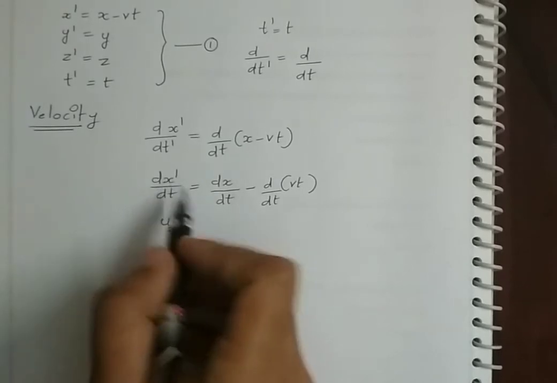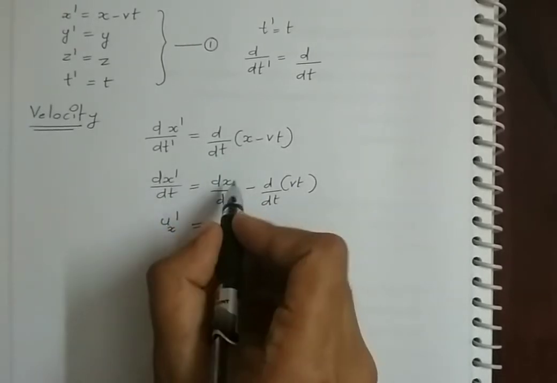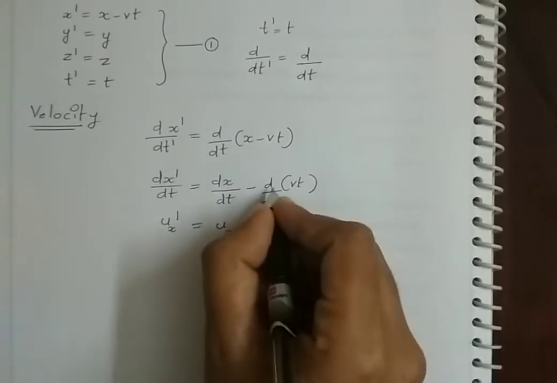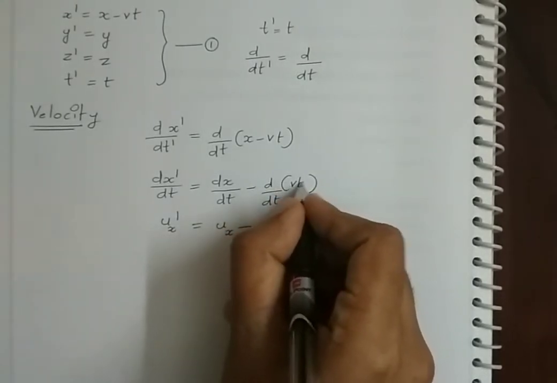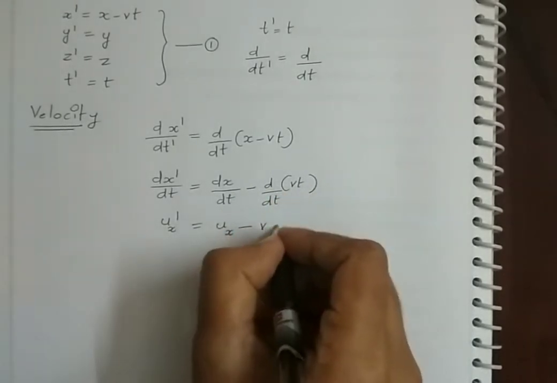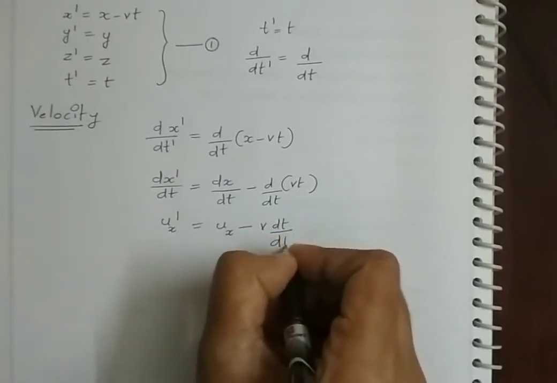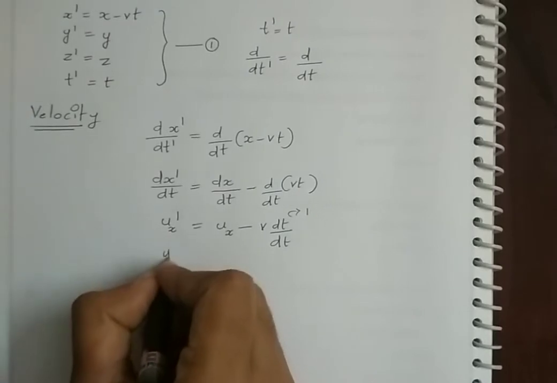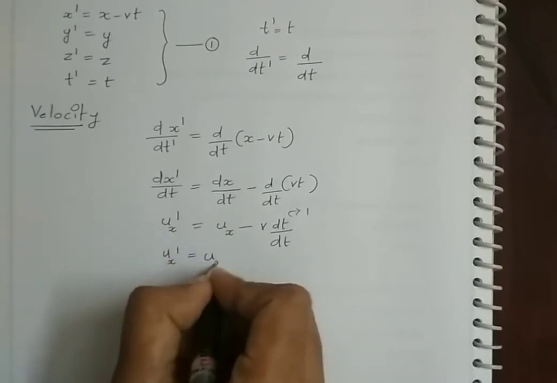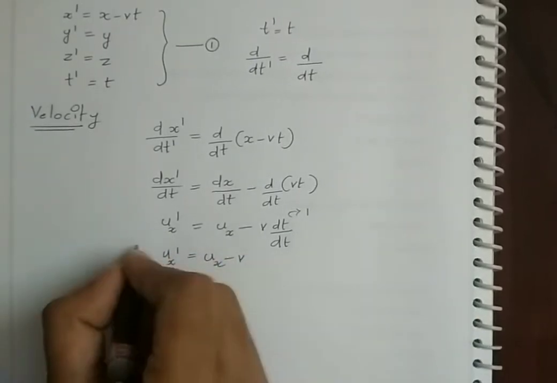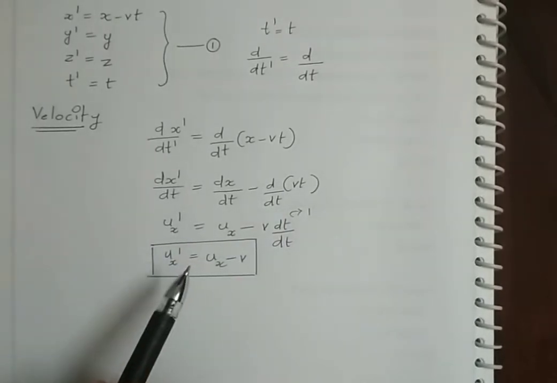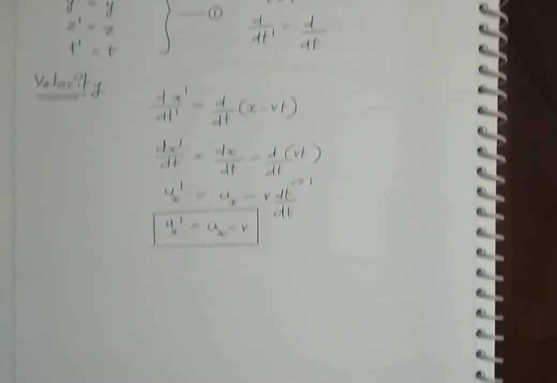d by dt of x prime is equal to ux prime. dx by dt is equal to ux minus d by dt of a constant into time, which is v into dt divided by dt. This dt by dt is equal to 1. Therefore, ux prime is equal to ux minus v. This is the velocity transformation equation along the x-axis.